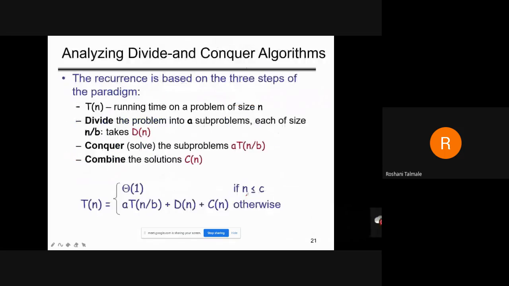Now another, the recursion is based on the three steps of the paradigm. Now there is a recursion procedure. Recursion procedure means again we have to divide it, again divide it, and then finally we will combine it. First we will consider T of n. T of n means the running time on a problem of size n. The total complexity will be defined by this T of n.